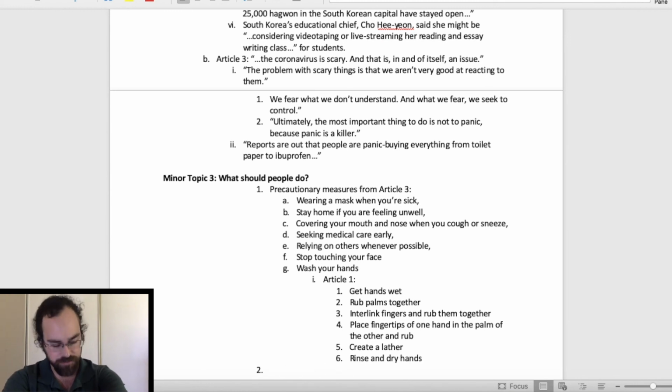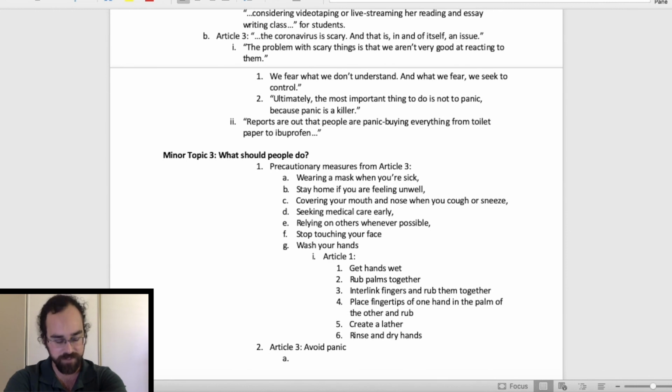And then also from Article 3, it said to avoid panic. In answering the question, what should people do? This is definitely an important detail that we'll want to include not only in our essay, but also near the end of the essay, because it's a powerful detail and it will bring our ideas to a solid close. So this is all from Article 3.